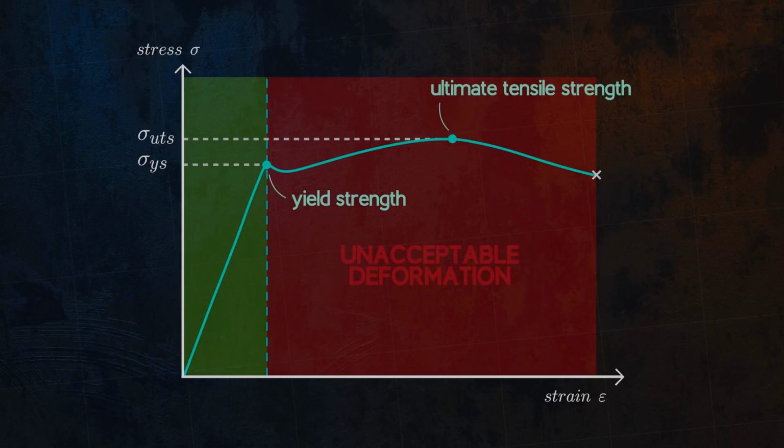It is possible for failure to occur at stress levels well below the yield strength if the applied load varies with time. This failure mode is called fatigue, and I will cover it in a separate video.